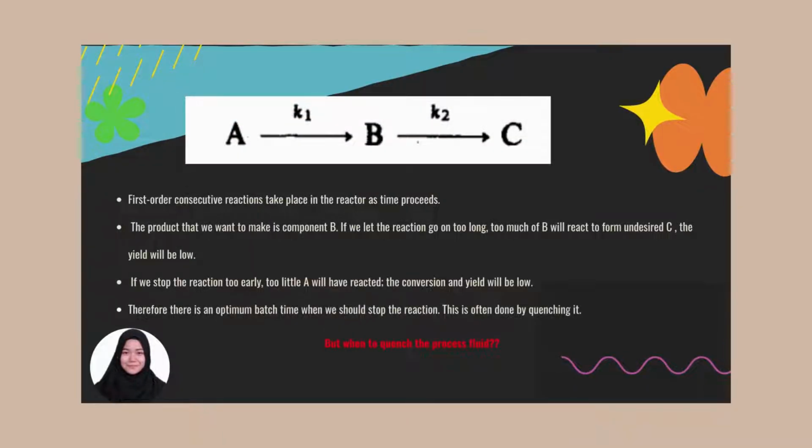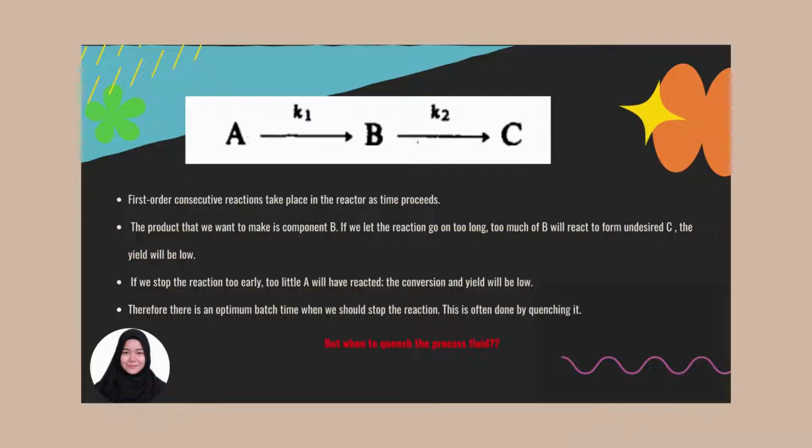Next, first order consecutive reactions take place in the reactor as time proceeds. As you can see from the picture above, there are two reactions happening: at K1, A is the reactant and B is the product. Meanwhile, at K2, B is the reactant and C is the product. The product that we want to make is component B.